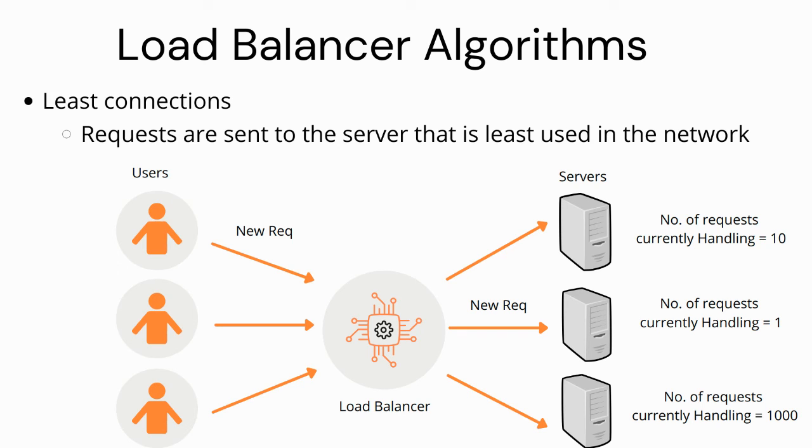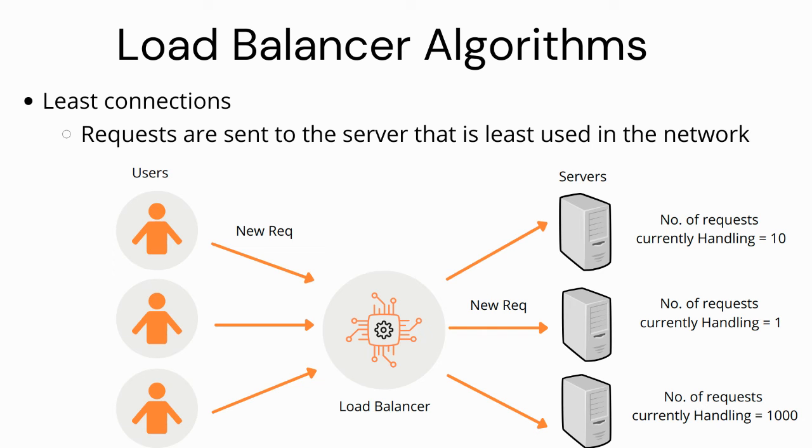Now, the incoming request received by the load balancer will be forwarded to server 2 since it's only processing 1 request at the moment, while the remaining servers are processing way more requests. So, in this scenario, requests will always go to the server that is processing the least number of requests at any given point of time.